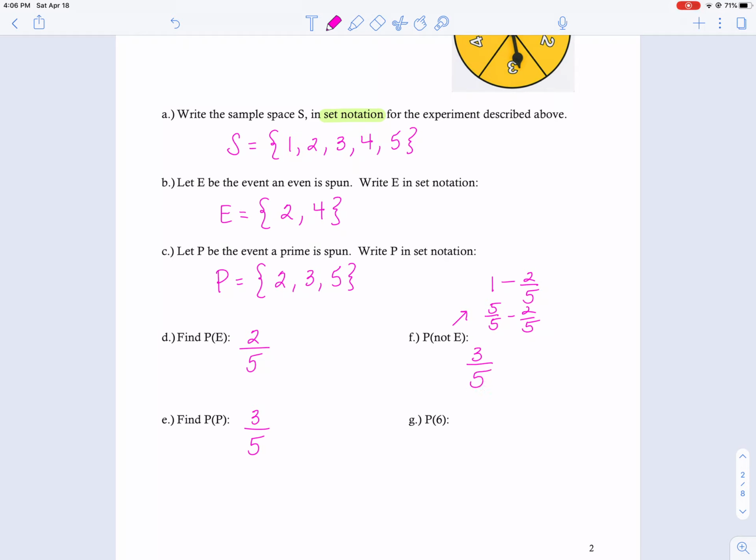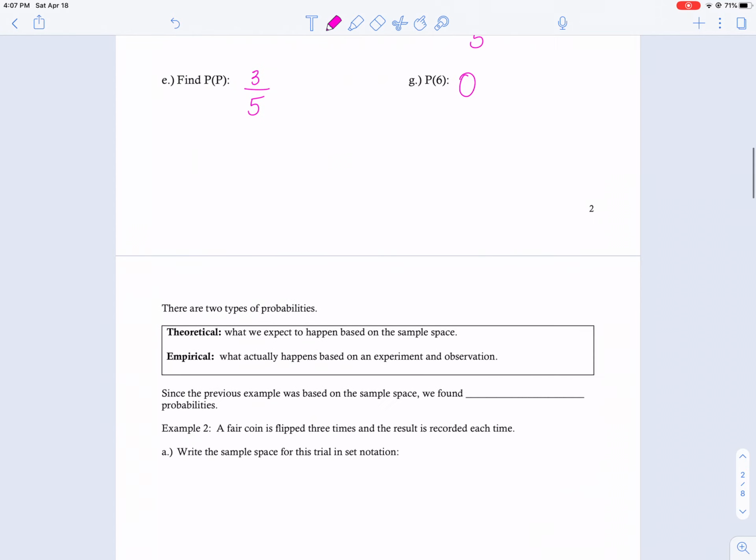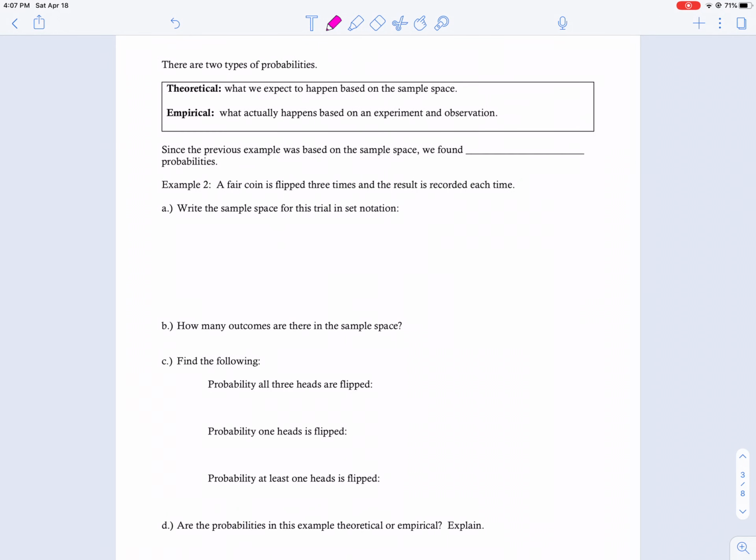How else can you think of that? Well, anything that's not even is odd. So 1, 3, and 5, those 3 numbers out of the 5. But understand again what not means. It's just the opposite of whatever you have. So the probability of not even is 1 minus the probability of even. What's the probability of spinning a 6 here? Never. 0.